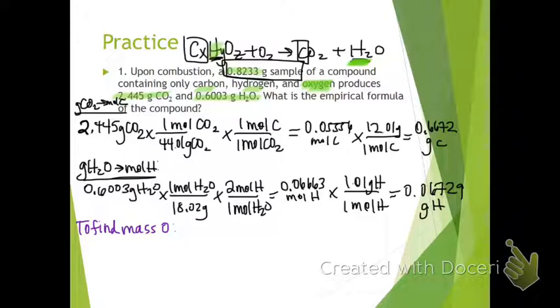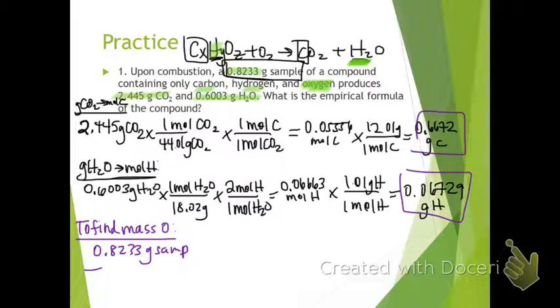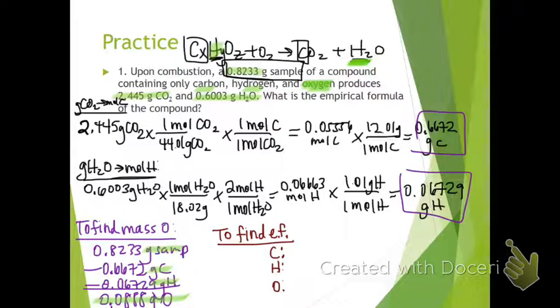Again, to find the amount of oxygen in our hydrocarbon, we're going to need to take the total mass of that sample, which was 0.8233 grams, and subtract out the mass of carbon and the mass of hydrogen that we just solved for. When we subtract out our grams of carbon and hydrogen from the grams of the sample, that's going to leave us with 0.0888 grams of oxygen. And now we're on the right track to find our empirical formula.